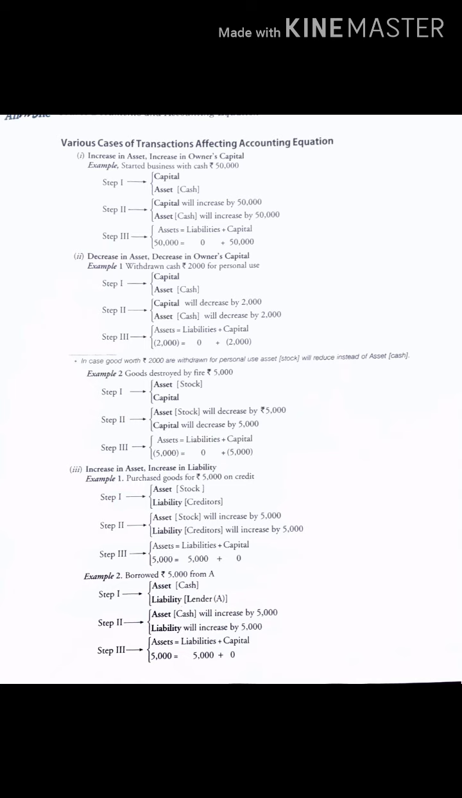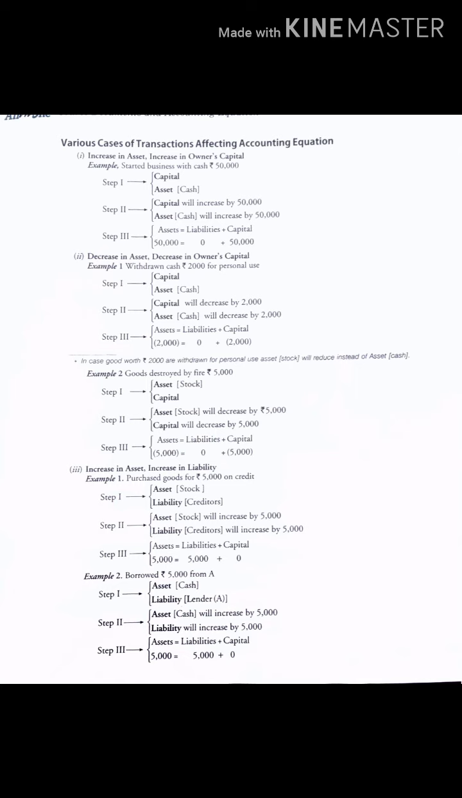Second step. So what is the condition, whether it is increasing or decreasing? My asset is also increasing, my liability is also increasing, right? Why is my asset increasing? Because my stock is increasing. Why is my liability increasing? Because creditors, that means the ones to whom I will pay in future, are also increasing. Now I will check my equation. Assets equals liabilities plus capital. So 5,000 is my assets, that is stock. Then liabilities: creditors are an external liability. Okay, 5,000. What is my capital? 0. So ultimately the result is 5,000.